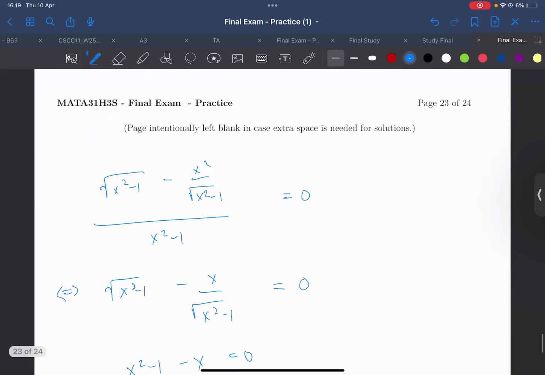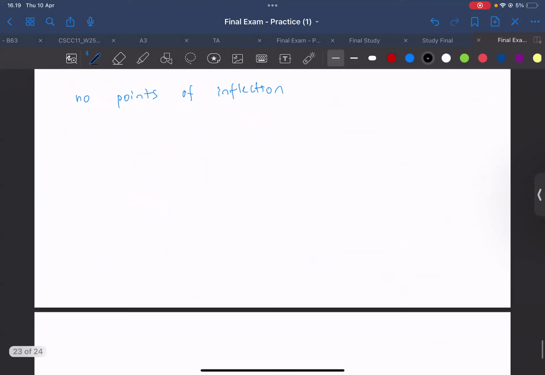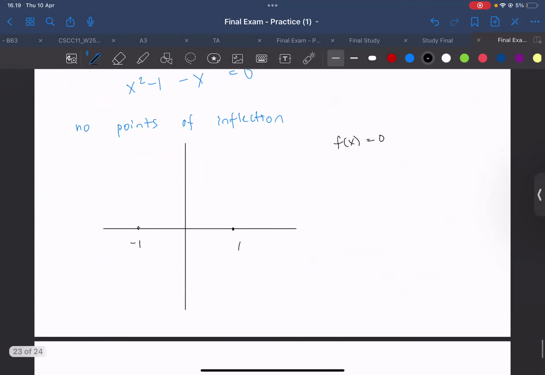Then once you already have all the information, you can graph it. If you want to graph it, what I suggest is to find the y-intercept and x-intercept. But we know that in this case it's not defined between -1 and 1, so there's no y-intercept. And for the x-intercept, we just check if the value goes to 0, like f(x) equals 0. And you notice that this won't happen.